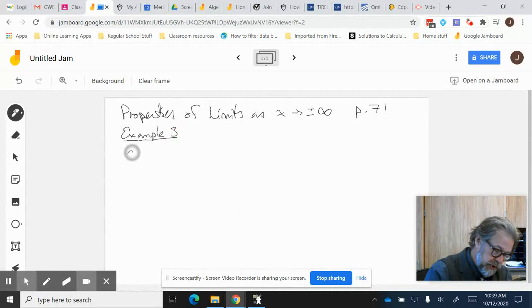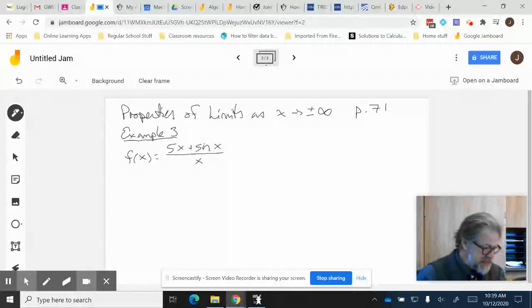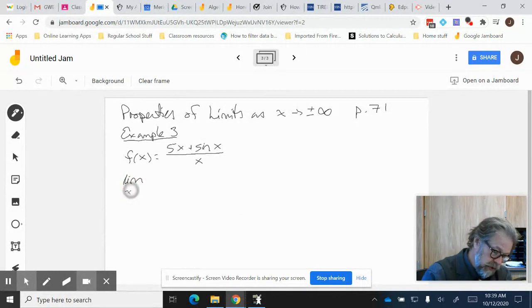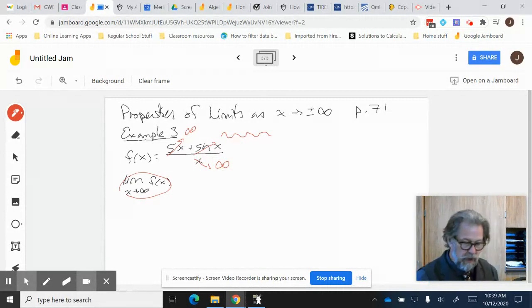We're going to look at the function f of x equals 5x plus sine x over x. Let's very quickly analyze the limit as x goes to infinity of this function. This is going to go to infinity, and this is going to wobble back and forth between 1 and -1, and this is going to go to infinity. So I've got an infinity plus a wobble divided by infinity. I have no idea what this limit is going to be.